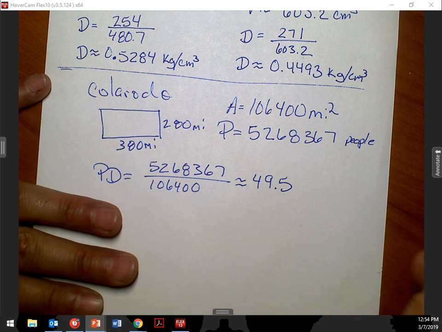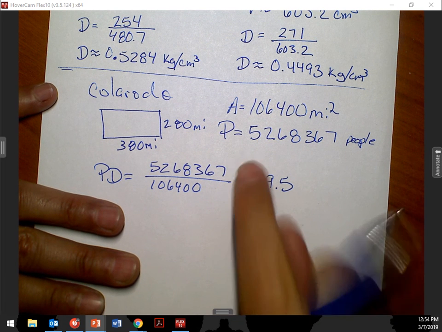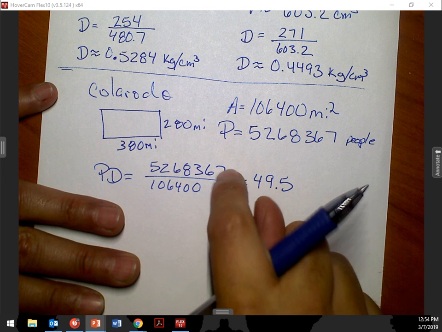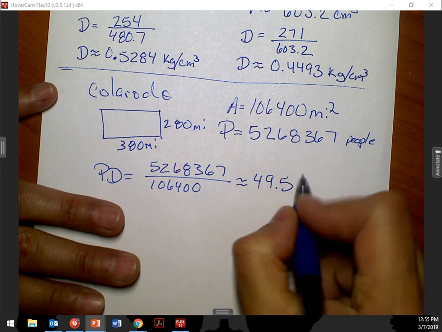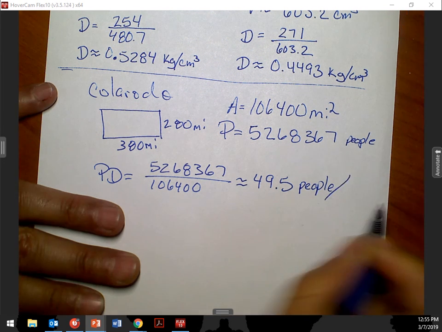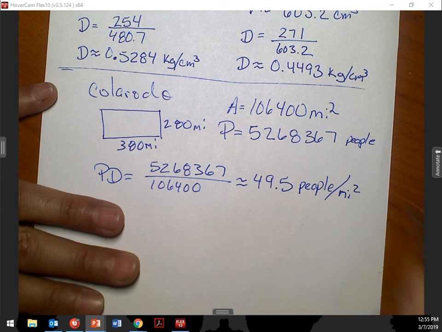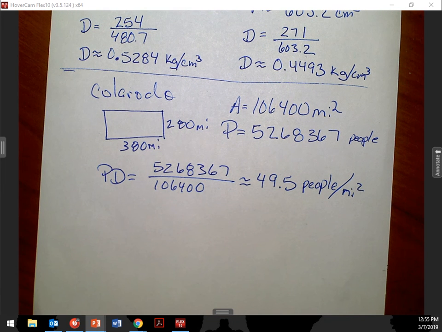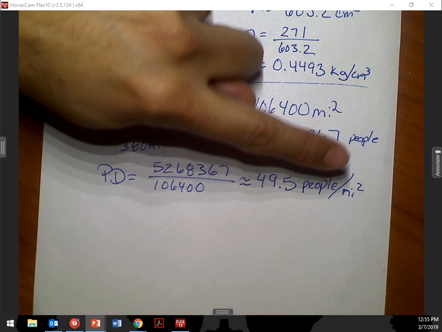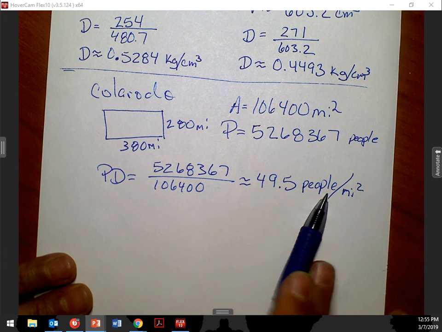What are my units? What was the top number? It's people, so it's going to be people over miles squared. So what does that mean? For every square mile, there are 49.5 people. Very good. That's exactly what it means.